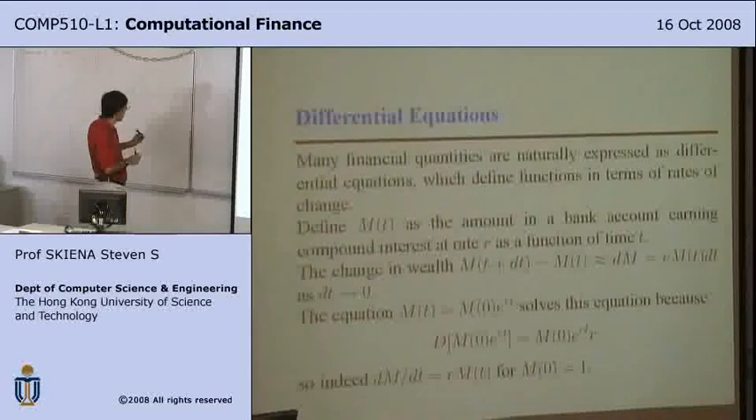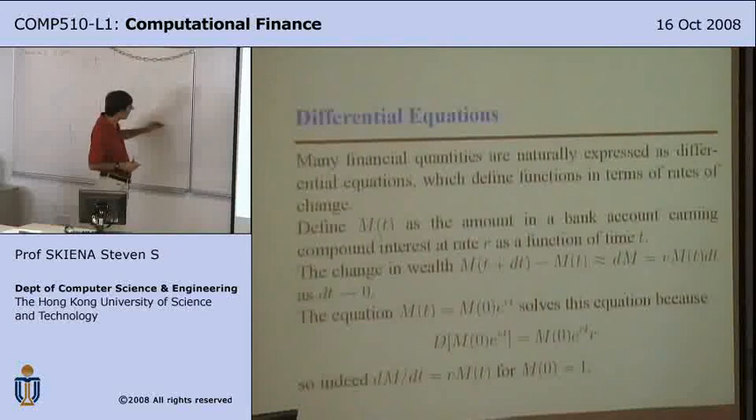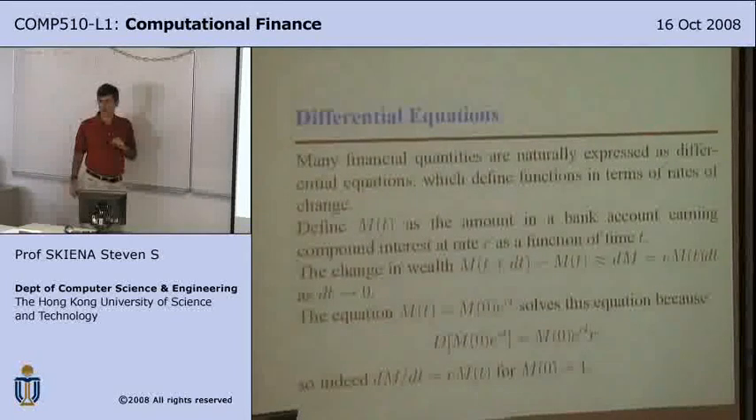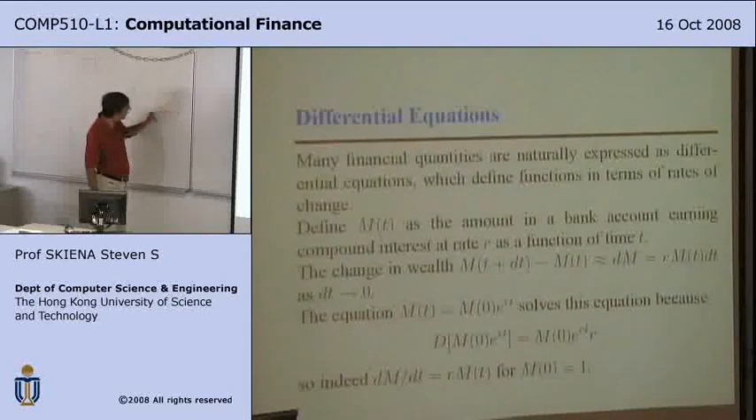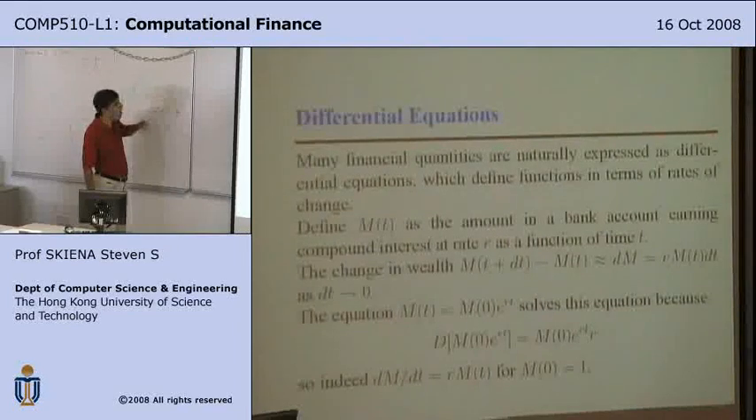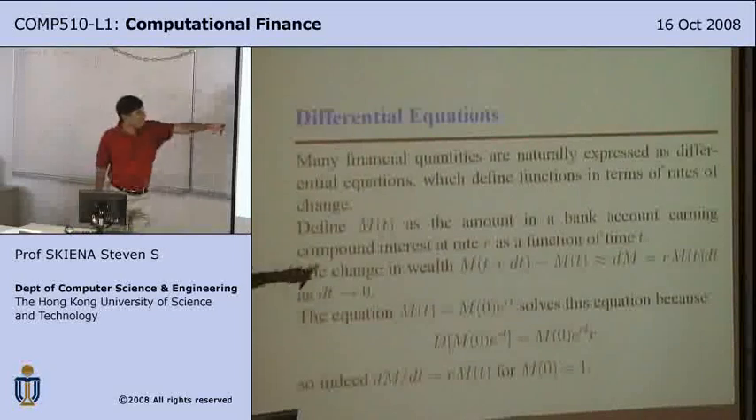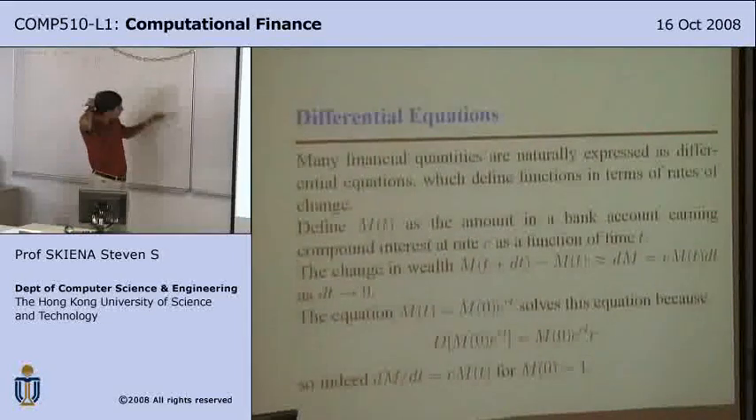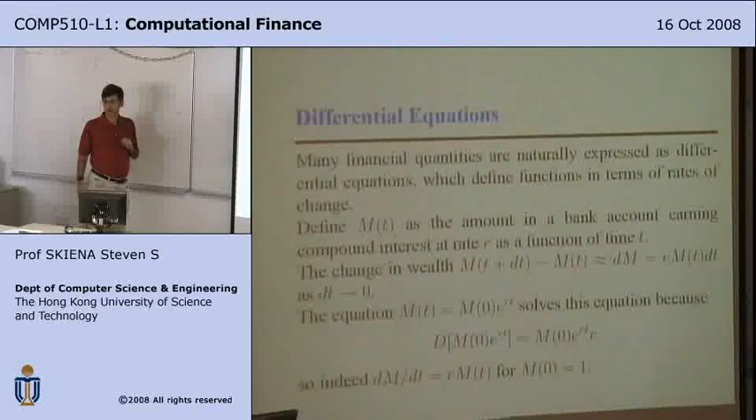What is the change in wealth? If you have money growing in compound interest, what is the change in wealth between a time t and a time t plus delta t, an infinitesimally small period of time? You're going to be earning money at a particular rate. You have a particular amount of money so far, that's M of t. You're going to earn interest at a particular rate, R amount per year.